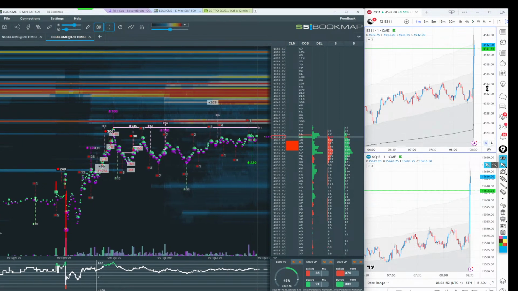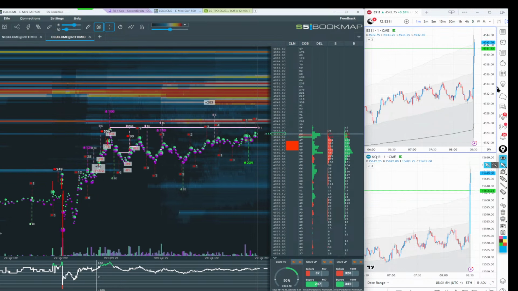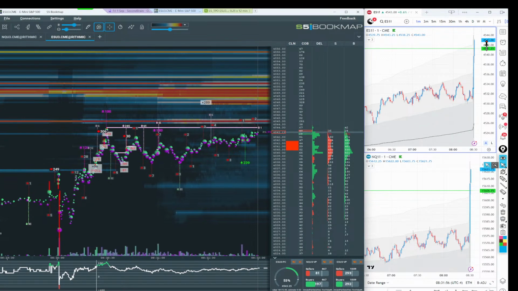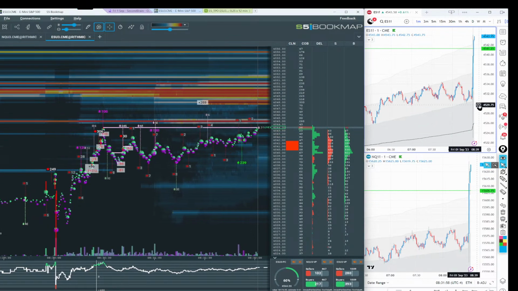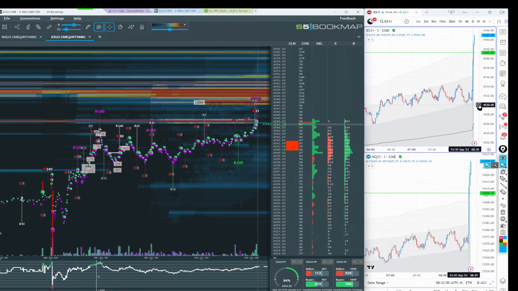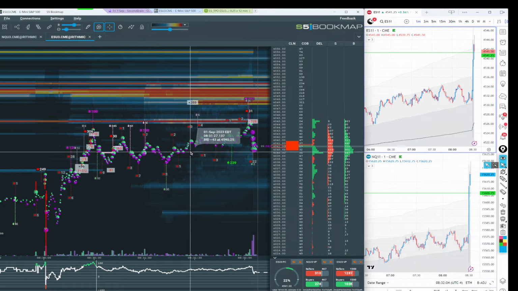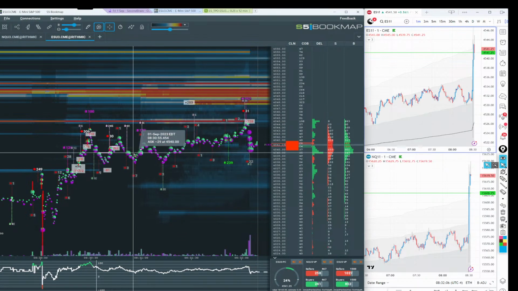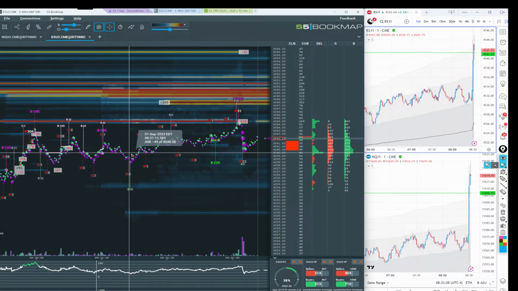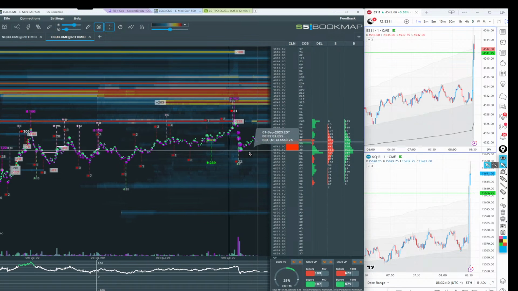If we look across at the 1 minute chart on ES and NQ, we can see we've taken out the high of yesterday on both. And up we go, and we've now just tapped the first bit of liquidity that we're seeing there at 4545. So again, that liquidity did help us.